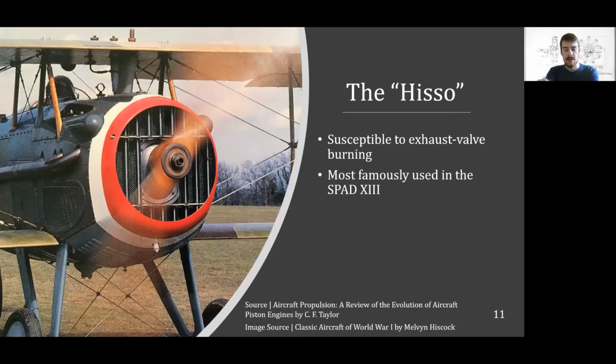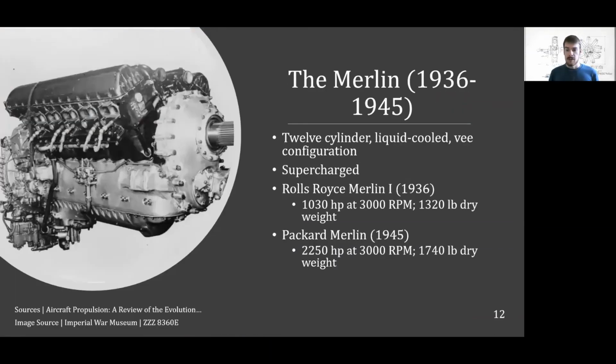More about the HISO, as it was known. It had one weakness. It was susceptible to exhaust valve burning because it didn't have very efficient cooling for the valves. And it was famously used in the French fighter, the SPAD-13 from World War I. The eventual successor of the Hispano-Suiza was the Rolls-Royce Merlin.